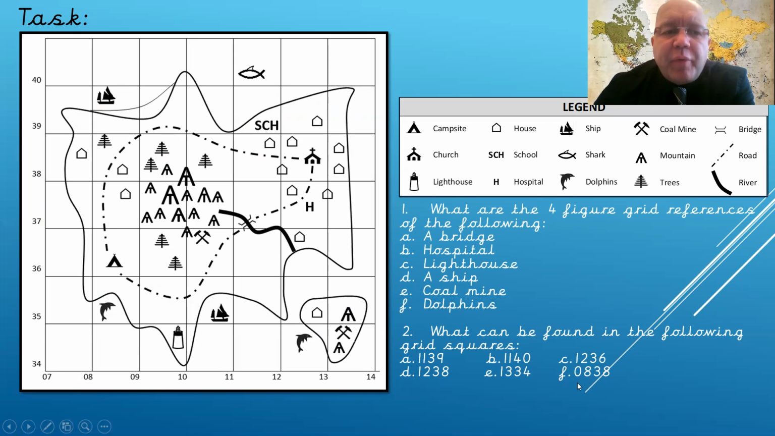Okay, so a little bit of practice, just plotting and reading 4-figure grid references. That's the end of today's task.